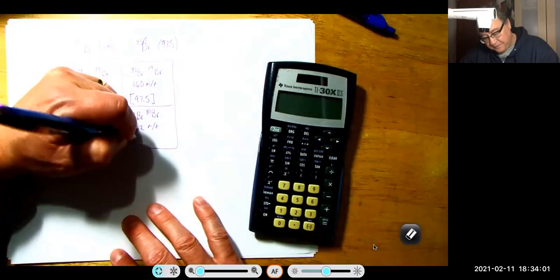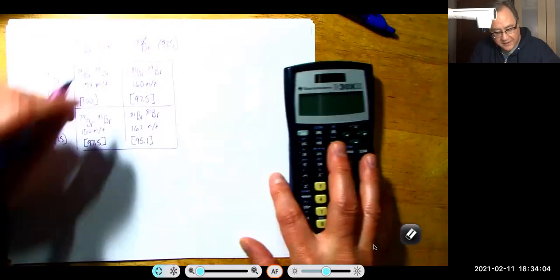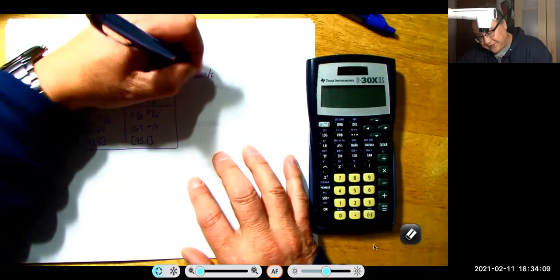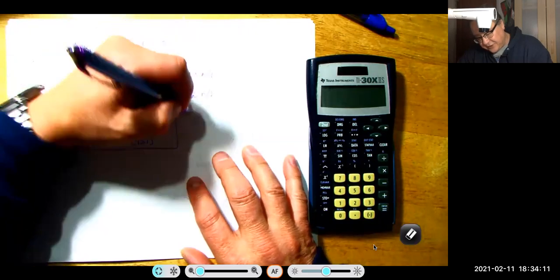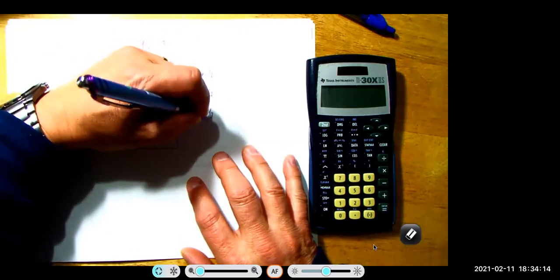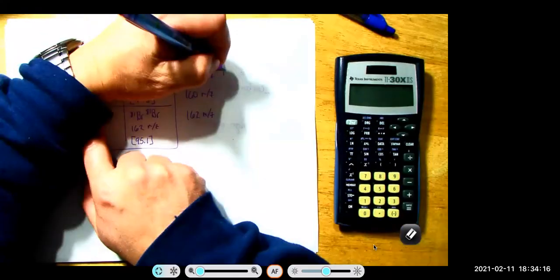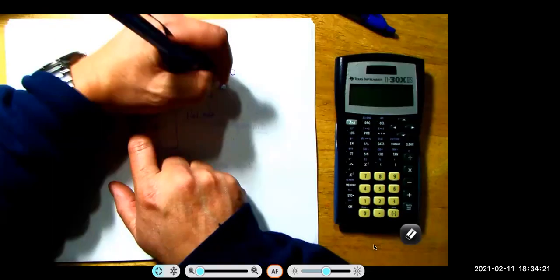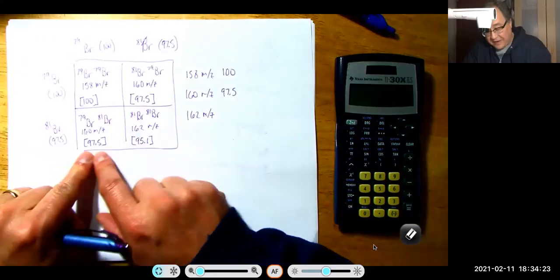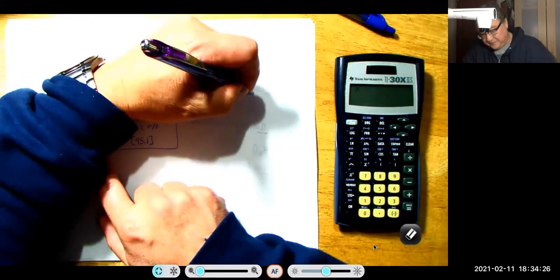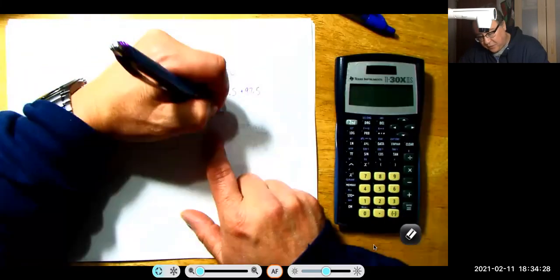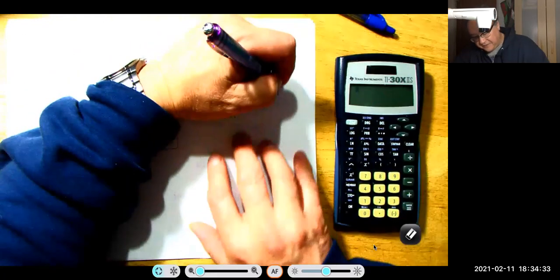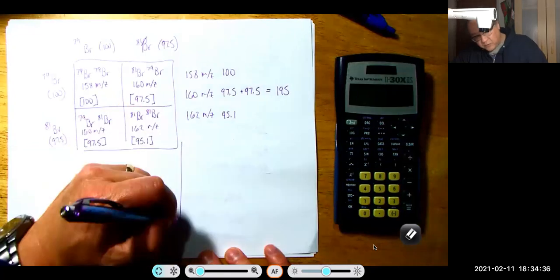Okay, 95.1. So now we make a list of these: 158, 160, and 162. The 158 is 100. The 160 is 97.5 plus 97.5. And this one is 95.1. So if you add these together, you get 195. So the spectrum would look like this.